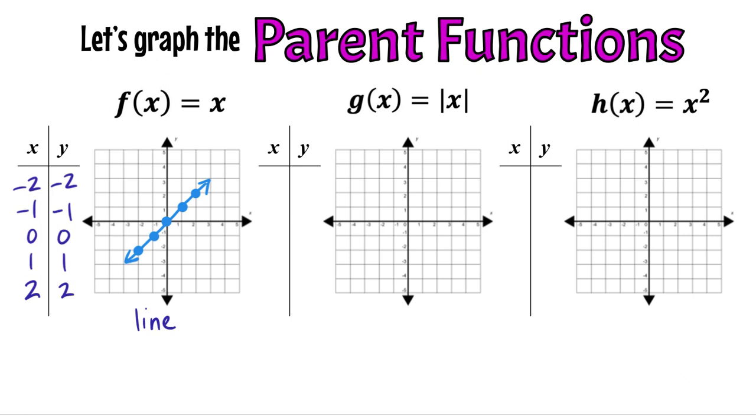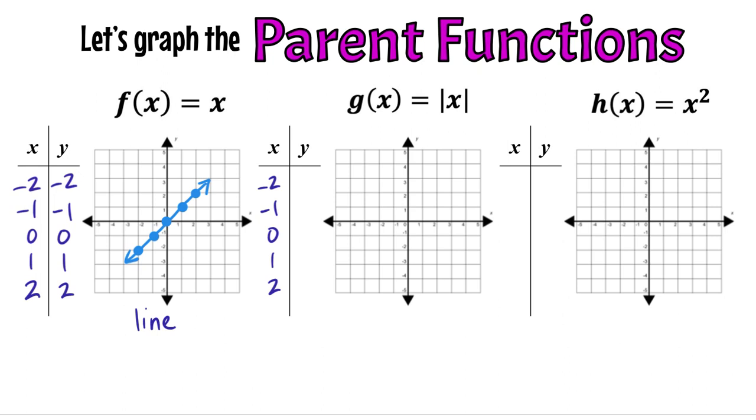The next function says g of x equals the absolute value of x. So this is an absolute value function. So we're going to plug those same values in, -2, -1, 0, 1, 2. It's usually a good start to graphing these types of functions. We definitely want both negative and positive values in our domain.